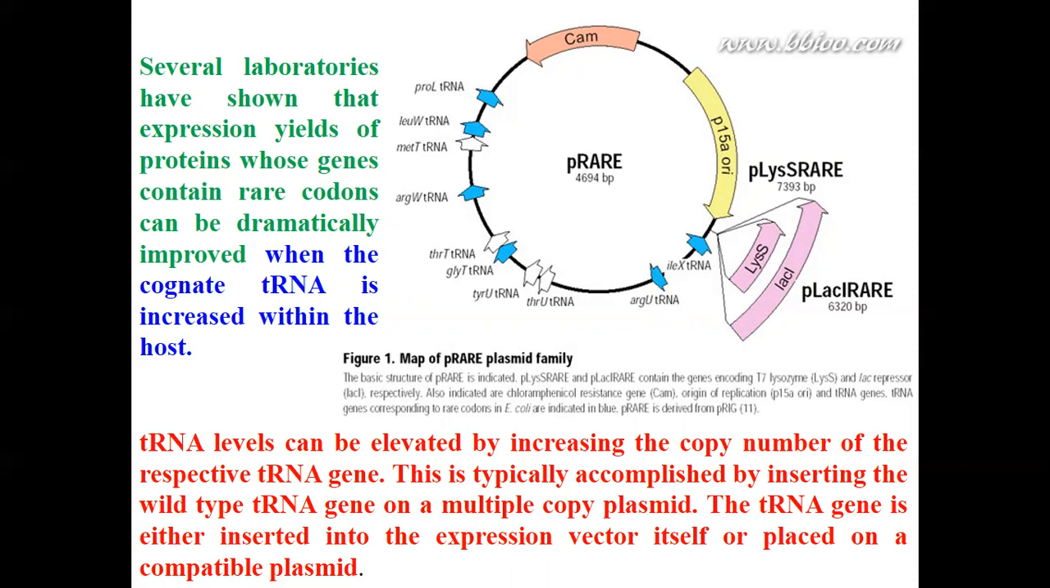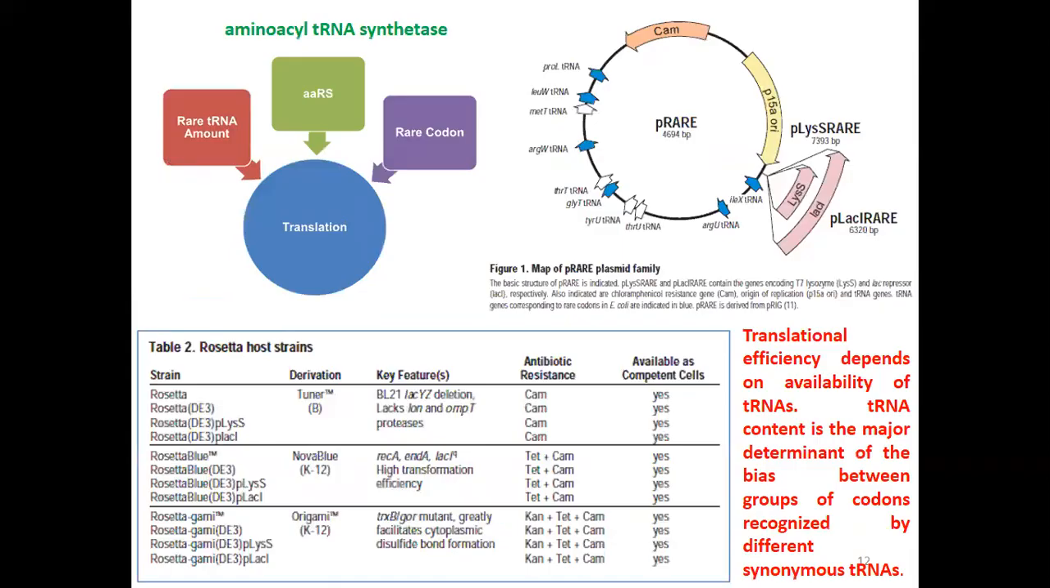So it can solve the problem of rare transfer RNAs in E. coli. It's the first and the easiest process. So first of all, it is recommended to use this plasmid, which is commercially available. These plasmids have different transfer RNAs and can increase the translation efficiency of the proteins.